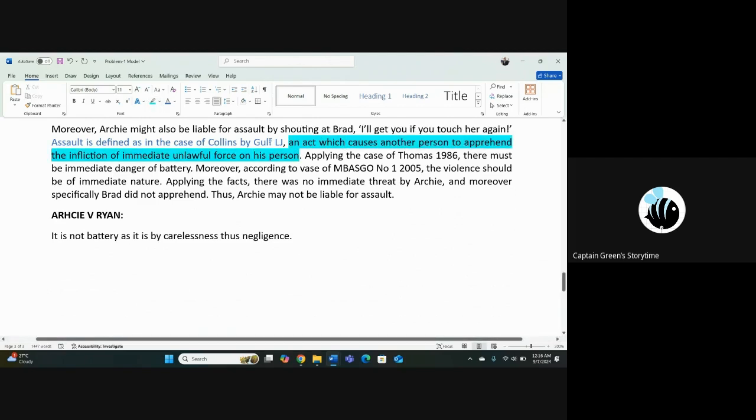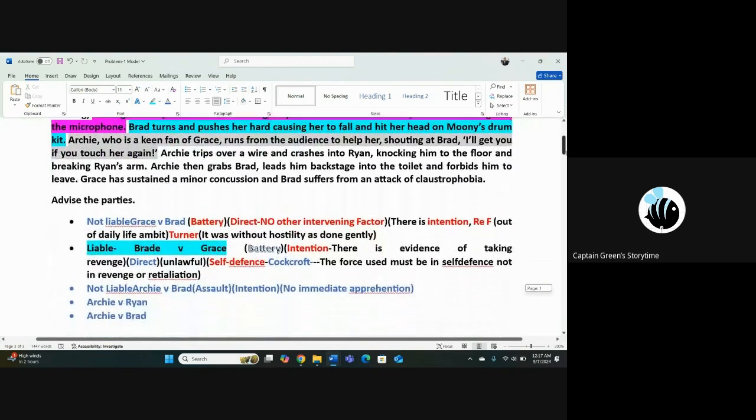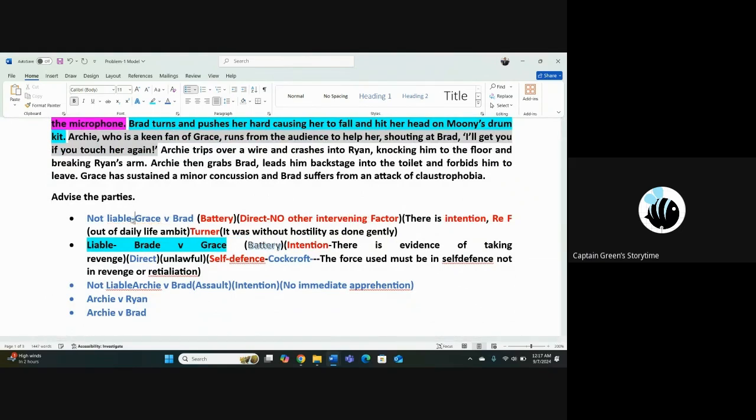Okay. Then I wrote the law, I wrote the definition, now I'm applying the facts. Applying the case of Thomas, 1996, there must be an immediate danger of battery. Moreover, according to the case of Mbasco, number 1 of 2005, the violence should be of immediate nature. These two cases again and again suggest that the violence or the battery should be of immediate nature. Applying the facts, there was no immediate threat by Aki, and moreover, especially Braid did not apprehend. Thus, Aki might not be liable for assault. Okay, so we are done with three situations. First, not liable. The second would be liable, and the third, again, not liable. Moving on.